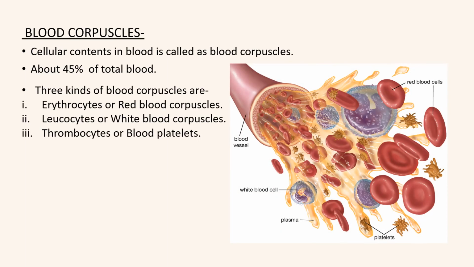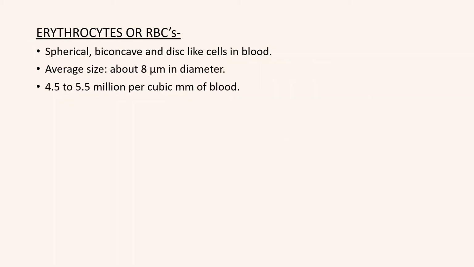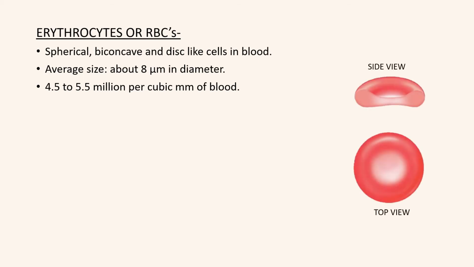Three main kinds of blood corpuscles are erythrocytes, or RBC, or red blood corpuscles; leukocytes, or WBC, or white blood corpuscles; and thrombocytes, also known as blood platelets. Erythrocytes, or RBCs. These are spherical, biconcave, disc-like cells present in blood. The average size of an RBC is about 8 micrometers in diameter. There are about 4.5 to 5.5 million RBCs per cubic millimeter of blood.